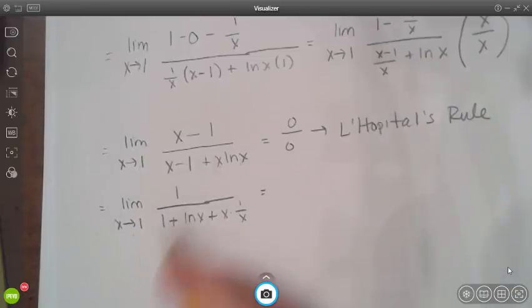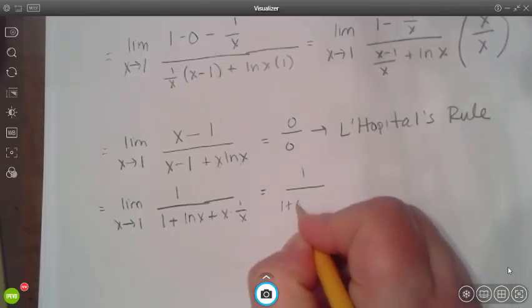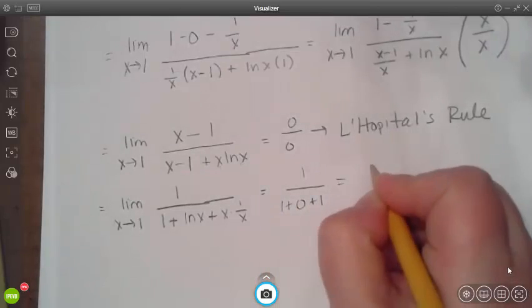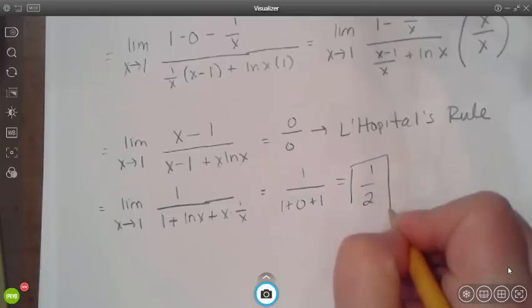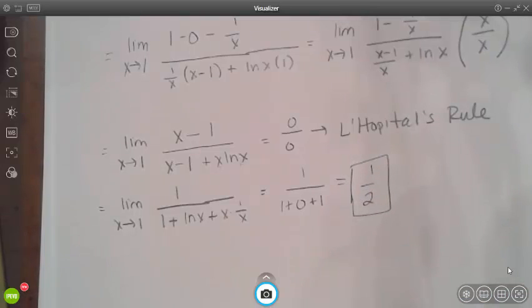Now when I plug 1 in, I have 1 on top. This is looking promising. I don't think I'm going to get 0 over 0. 1 plus 0 plus 1. So I get 1/2. And that's my answer.